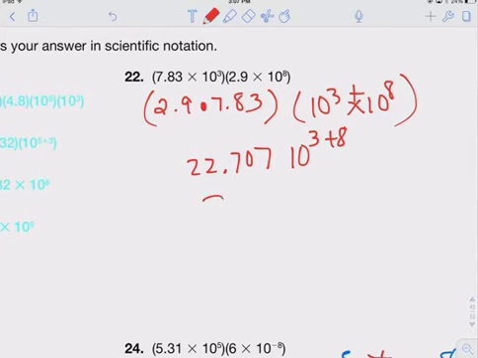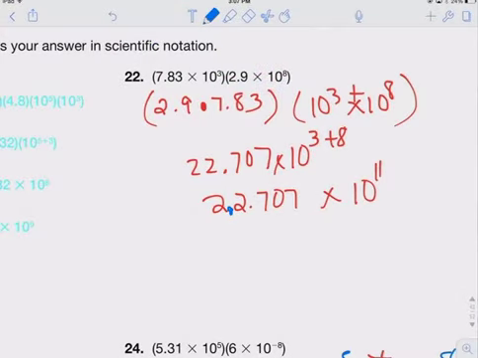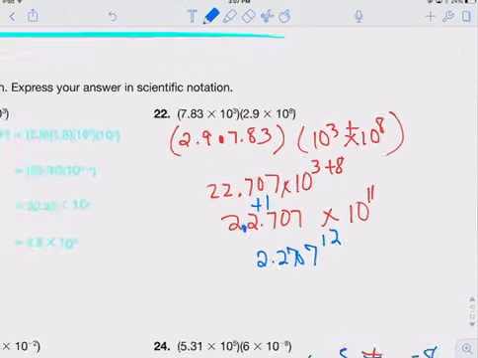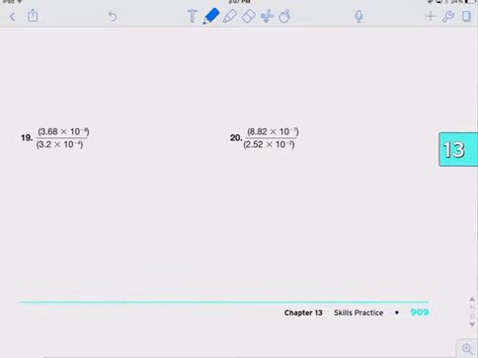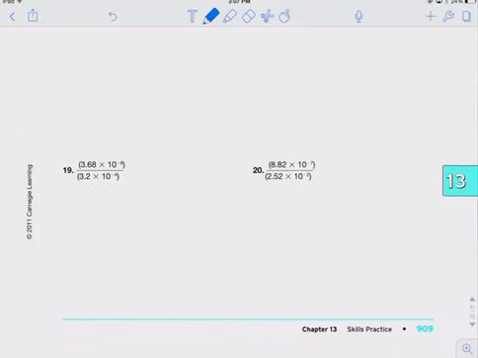Okay, so is it in scientific notation? So we're going to add 1, right? Add 1. 2.2707 times 10 to the 12th power. Okay. Number 20. You guys got this, right?